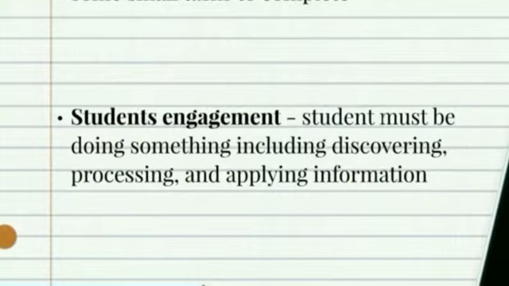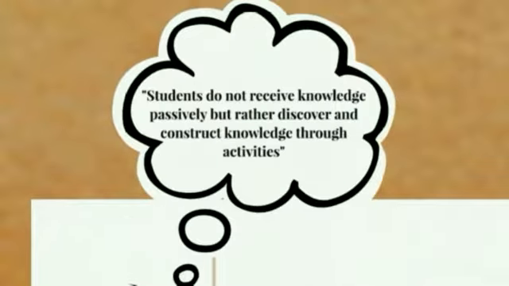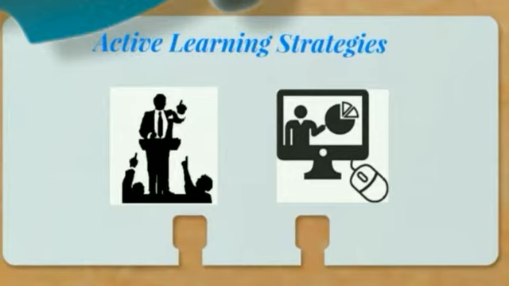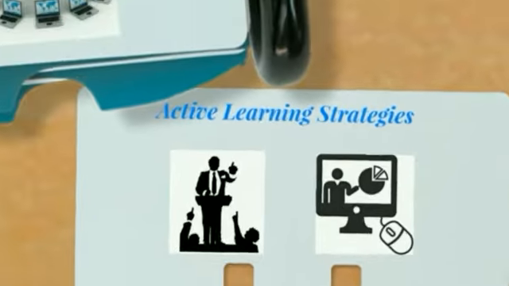In order to consider something active learning, students must be doing something including discovering, processing, and applying information, not just listening to a lecture or reading a PowerPoint. So in an active learning environment, students do not receive knowledge passively, but rather discover and construct knowledge through activities. Active learning can take many different forms, and instructors often use different strategies in face-to-face or online classes due to different approaches to teaching and learning.